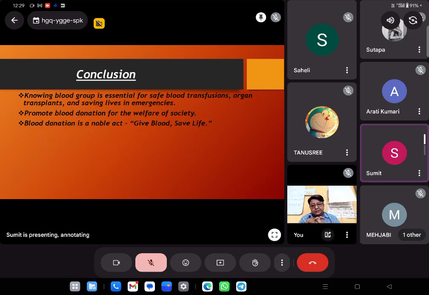Conclusion. To conclude, blood groups are a crucial part of human biology and medicine. Knowing blood group is essential for safe blood transfusion, organ transplantation, and saving lives in emergencies. Promote blood donation for the welfare of society. Blood donation is a noble act. Give blood, save life. Thank you.